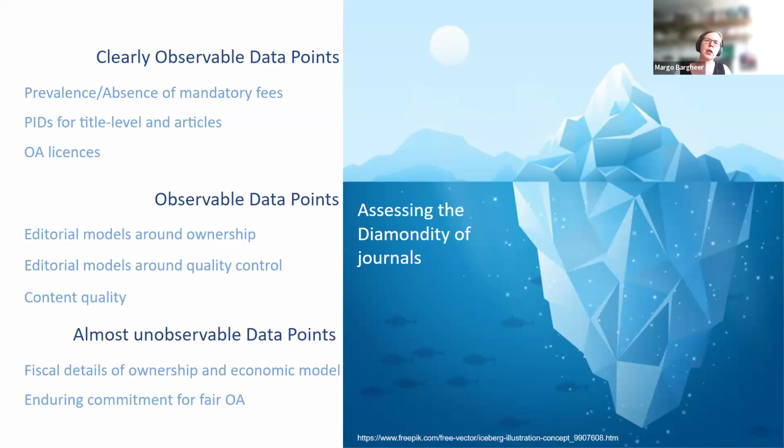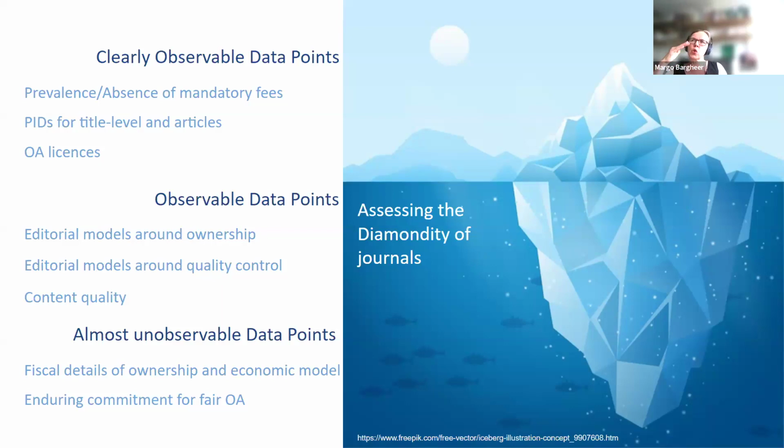But when it comes to the aspect of diamond open access, we also have data points that we can almost not observe. We can't look into the details of contracts, checking the fiscal details of ownership, or checking who owns the title or who has the right to change any bylaws. So this is where we need to display some trust that things are working the right way. And we also can't check whether a journal or a service provider has an enduring commitment for a fair form of open access. So those are things we just can't check.